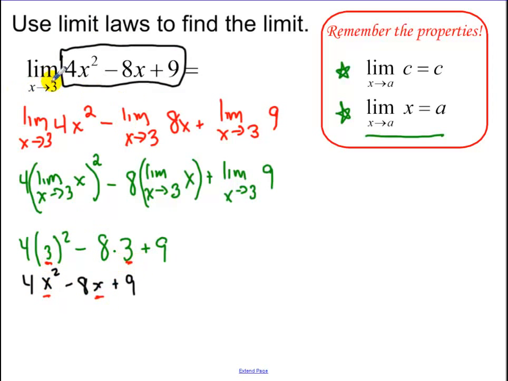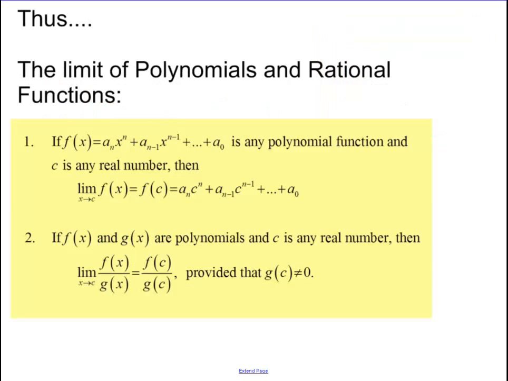Where do you find the value that you're trying to find the limit at? Basically, we're just plugging it in. When I actually find this limit, this actual value is equal to 21. So the reason I did this example is that if you have the limits of polynomials and rational functions, this is super important. If it's a polynomial, you could basically just plug in the value of c in your polynomial to find your actual value.